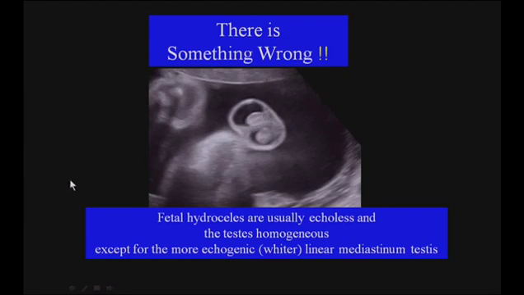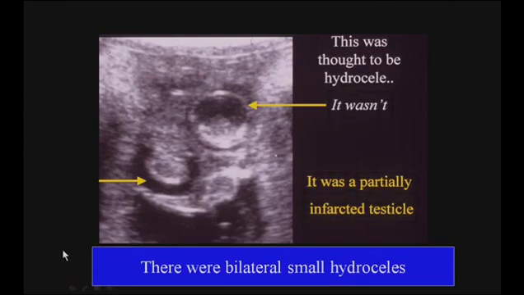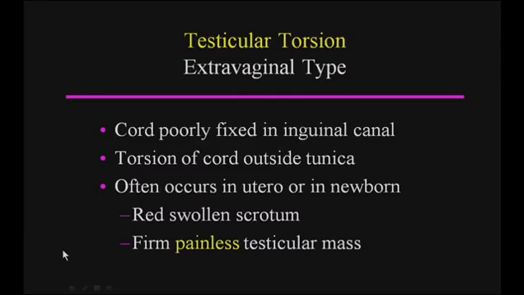In this case, there's a white central area consistent with the mediastinum testis. But in the case of the abnormal images I just showed you, they weren't bilateral hydroceles. There was a partially infarcted testicle on one side and another testicle that became much smaller than normal after infarction, along with small hydroceles. Testicular torsion, the extravaginal type in particular, can occur in fetal life. The cord is poorly fixed in the inguinal canal. Torsion of the cord occurs outside the tunica. Often it occurs in utero, and it can occur in newborns, although I've mostly seen it in utero cases. There's a red swollen scrotum after the child's born, and it's firm and painless.